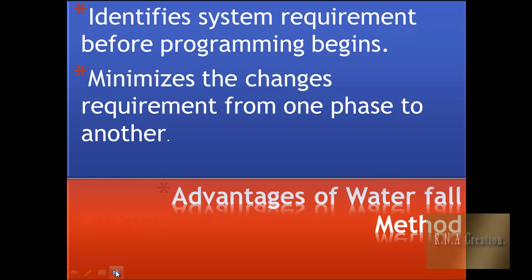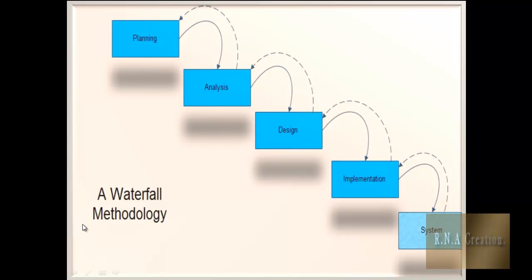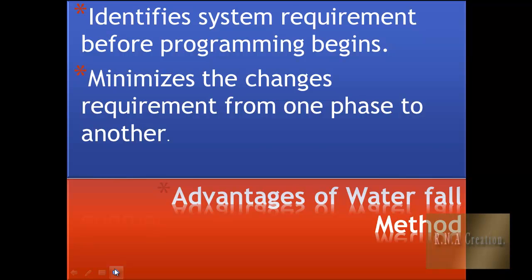Let's move to the long time between the analysis and delivery phase. Because of the phases, the complete planning has to take place, so it will take a long time. Then the analysis will take a long time, and the design, and the user is not going to get anything to use till the complete system is completed. There is no partial system given to the user. Only when the full system is complete is it given to the user. Only then can the user actually start using the system after being trained.